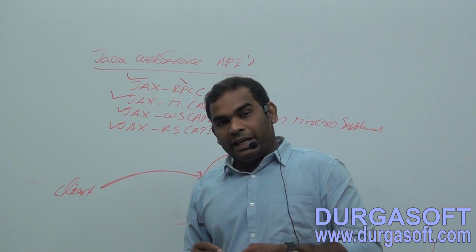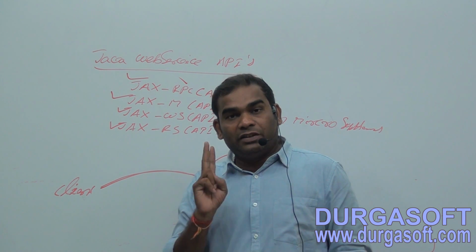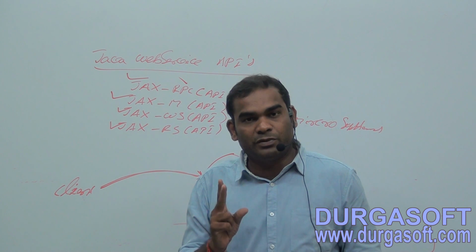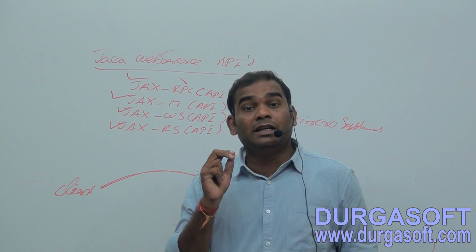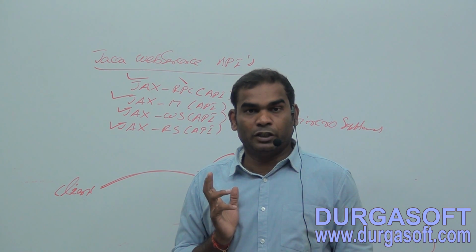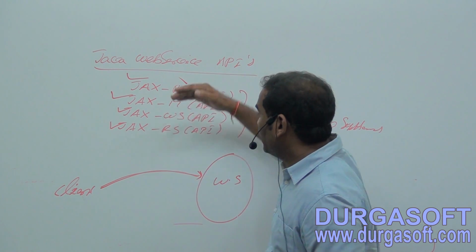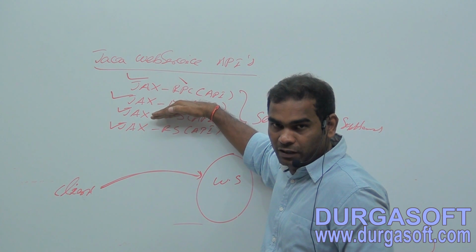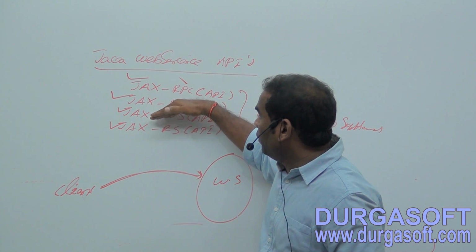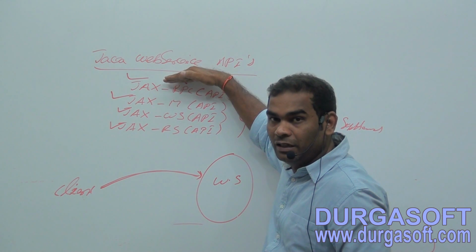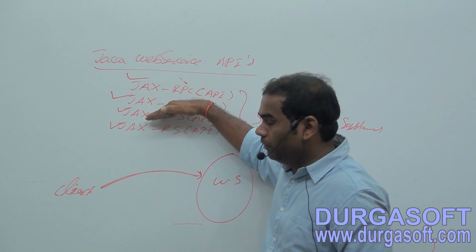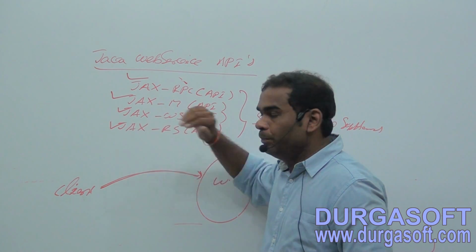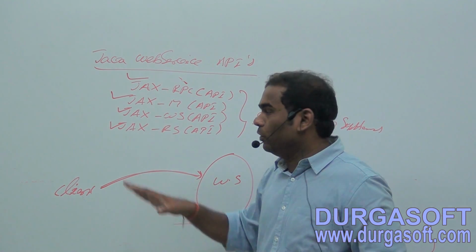Fine. Again, synchronous web services are divided into 2 types here. One is SOAP based web services and the next one is RESTful web services. To develop SOAP based web services, we will use JAX-RPC and JAX-WS here. And to develop RESTful web services, we will use JAX-RS. I hope it is clear about these APIs here.